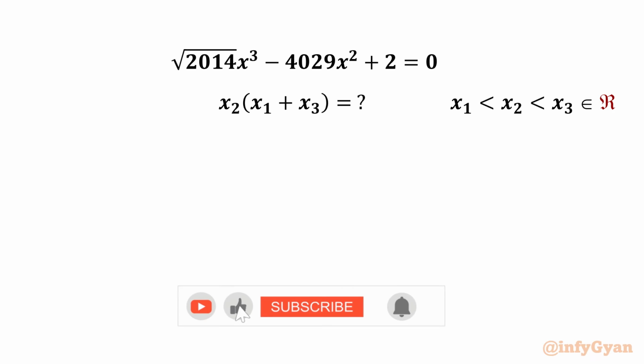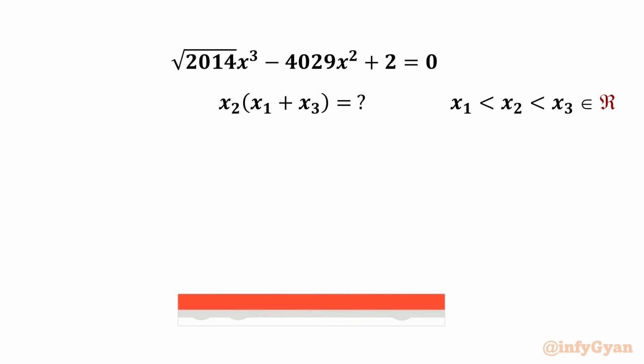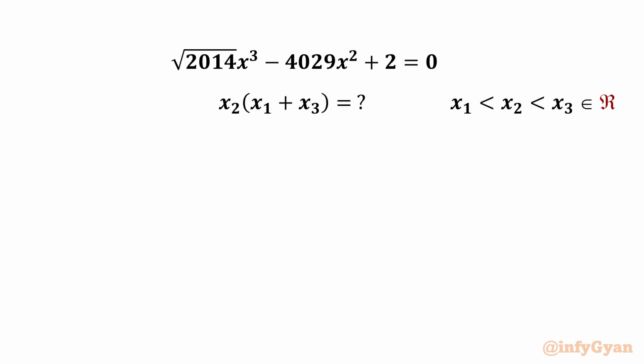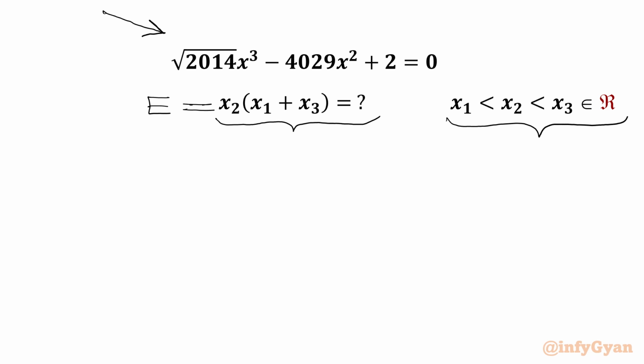Today in this video we have one very interesting question from algebra. Here we have to evaluate the expression x2 times (x1 plus x3), given that x1 is the smallest and x3 is the largest real root of this cubic equation. So let's get started by writing the required expression as E first.